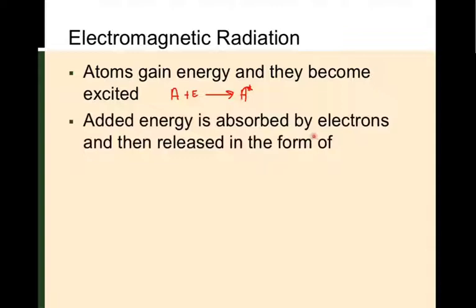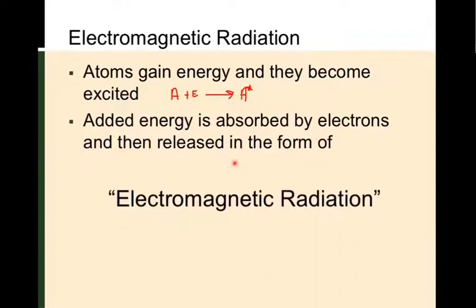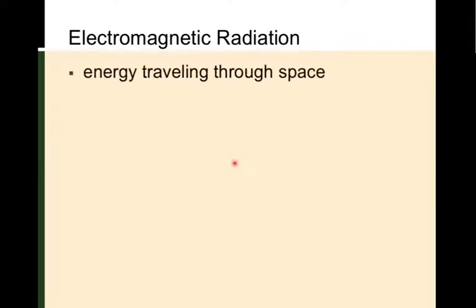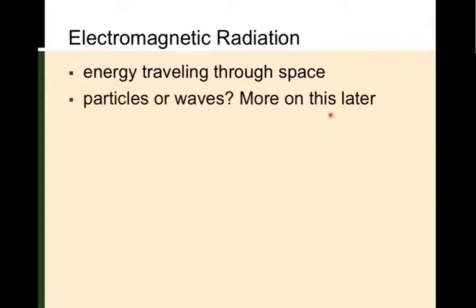So this added energy is absorbed by electrons and then released in the form of electromagnetic radiation, or as we commonly call it, light. Now, not all of this light is visible to us because our eyes only detect a particular wavelength range, but there are many different types of light. From infrared light through X-rays, gamma rays, UV rays even as well. Some light in the UV region we can actually see as well, but only a limited amount. So energy traveling through space is basically what light is. It has some energy associated with it. Particles are waves. We'll talk about this more later.